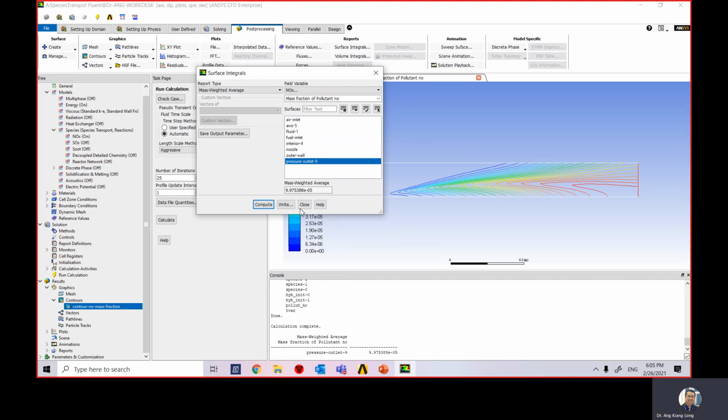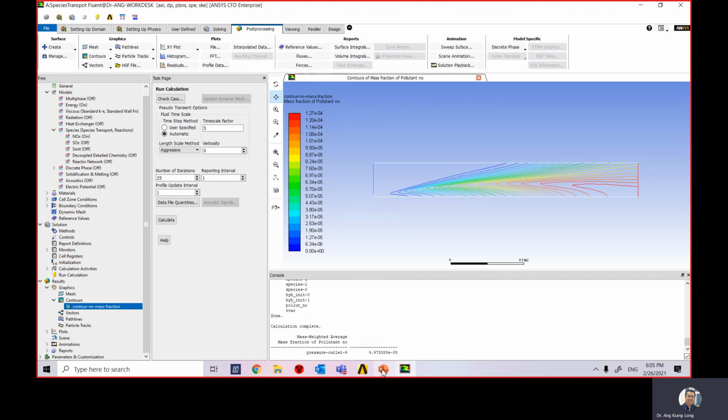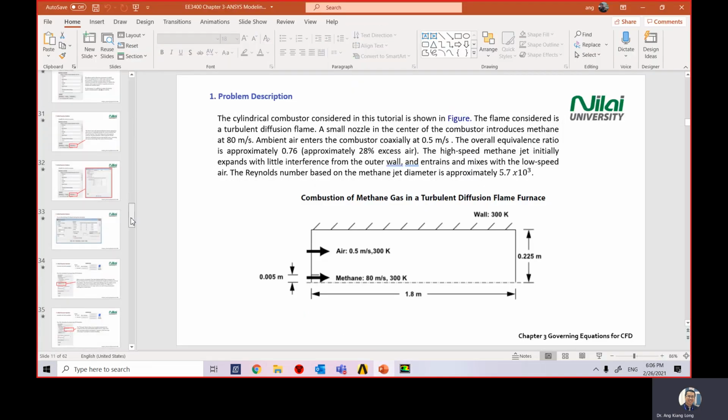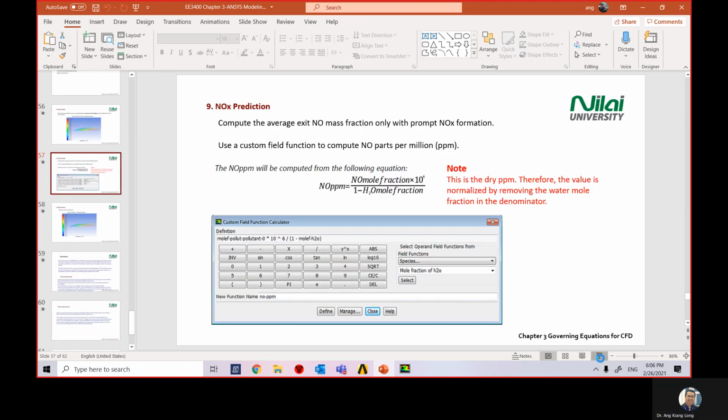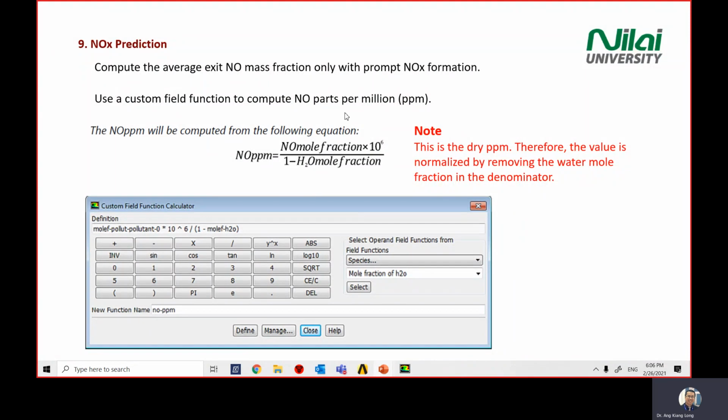All right. You can use a custom field to calculate the NOx parts per million. It's given by this formula. So let me show you the formula in my PowerPoint slides. Okay, it's governed by this equation. Later we're going to pull out the calculator to put in this formula. So I'm going to show you how, and you can write this formula in your notes, and then later you can follow what we do with the calculator, right?